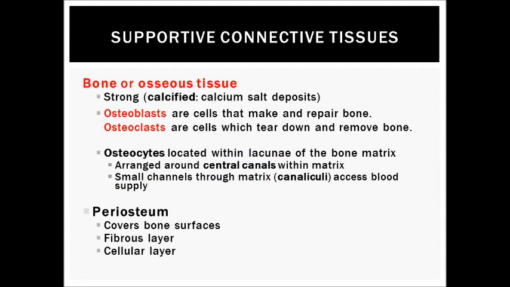Bone is also part of the supportive connective tissues. There are three main cells in the bone: osteoblast, osteoclast, and osteocyte. The osteocytes are cells that are embedded in the bone, which come from the osteoblast. You will learn more specifics in the musculoskeletal lecture.